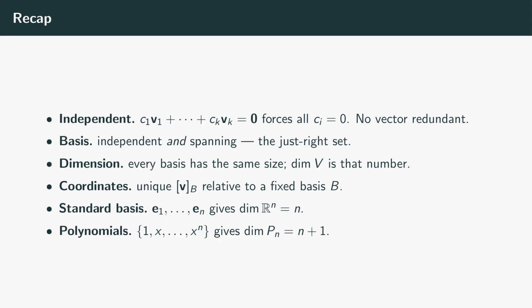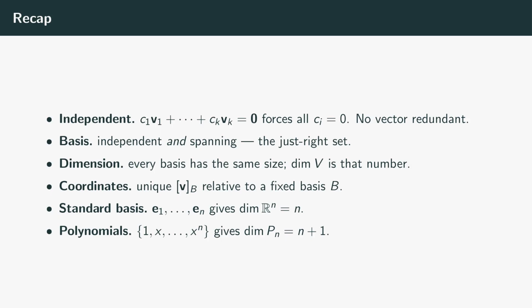Let's recap. A set of vectors is linearly independent when the only combination of them equal to the 0 vector is the all-0 combination, meaning no vector is redundant. A set spans a space when every vector in the space is a combination of the set. A basis is a set that is both independent and spanning. The just right collection: smallest that spans, largest that stays independent. The central theorem is that every basis of the same space has the same number of vectors, and that number is the dimension. Once you fix a basis, every vector has a unique coordinate vector relative to it, which turns the abstract space into Rn.